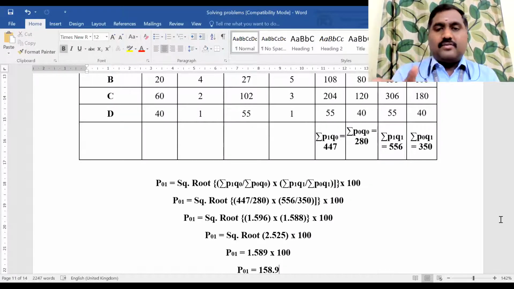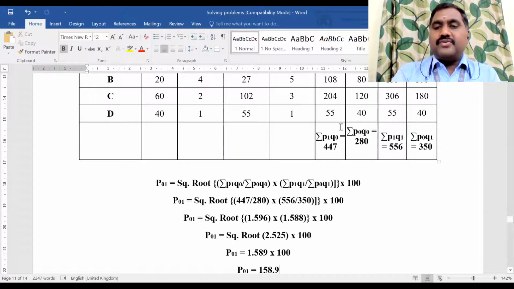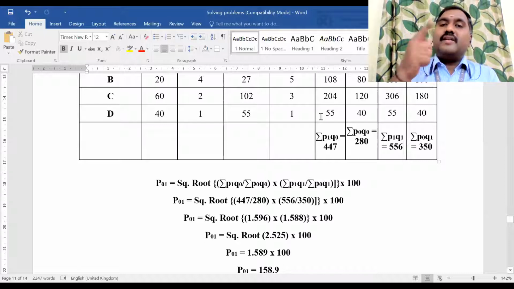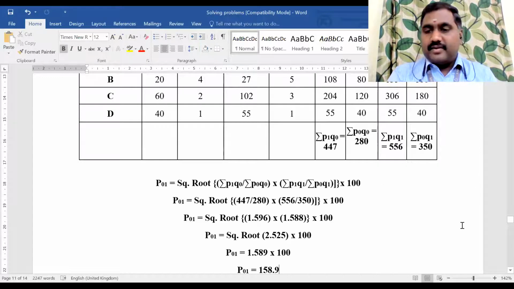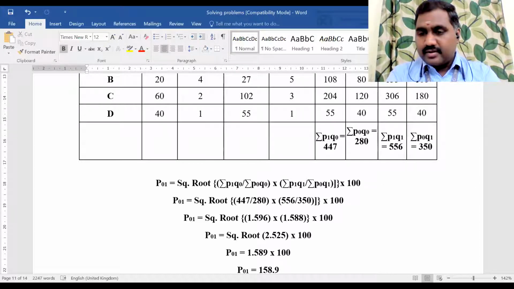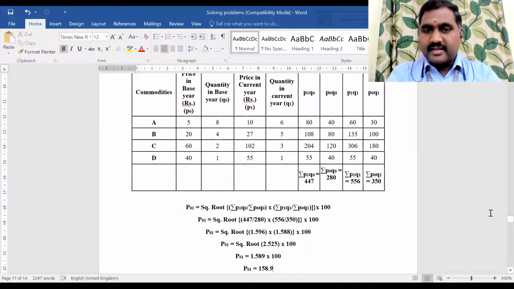Now see, I'll move on to the next problem. Same Fisher method, we have to solve this problem. Next, we have to prove the time reversal test and factor reversal test. That means after getting this value, again by using this value, you substitute in the TRT and FRT formula and prove that it is equal to 1. It is equal to summation P1 Q0 by summation P0 Q0. Okay, copy it. You want me to show this? I will minimize the screen a little bit so that you can see the entire thing.